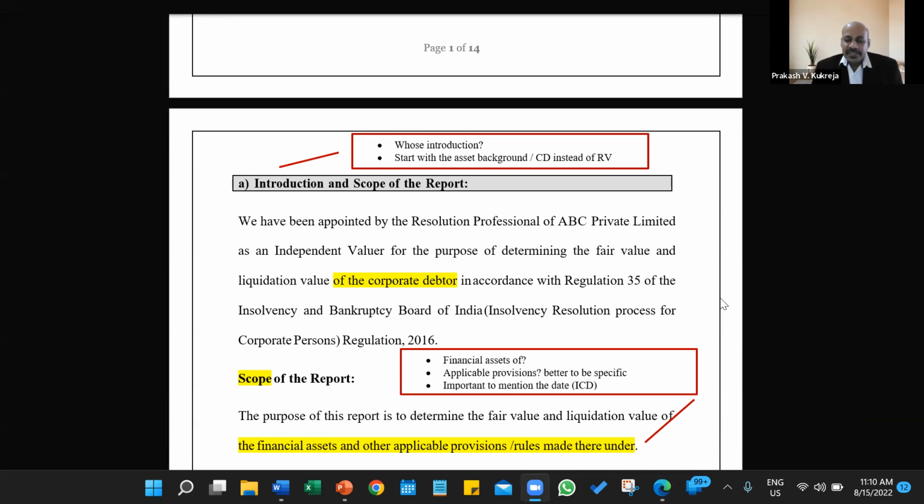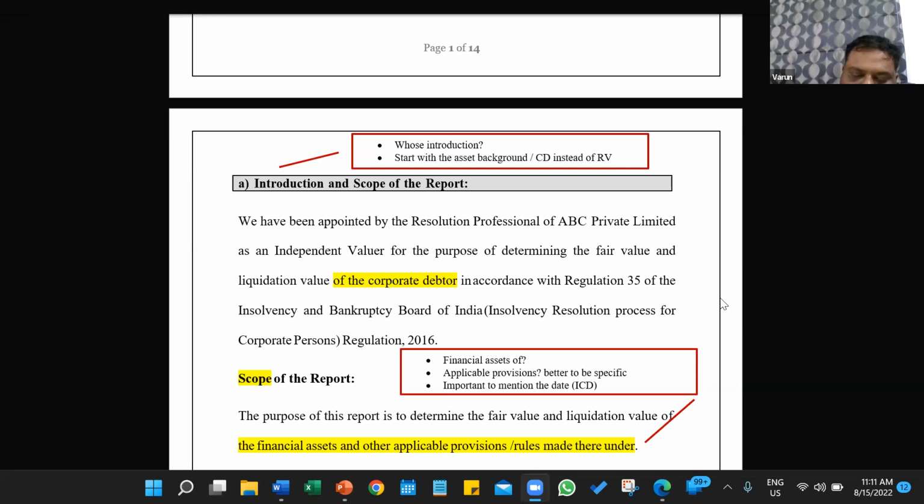report, the audience is not a resolution professional in this case. In fact, our audience would be much more. It could be the COC also at a later date. It would be the Honorable NCLT also at some point of time. So it's very important to keep that in perspective, and then we prepare the report.